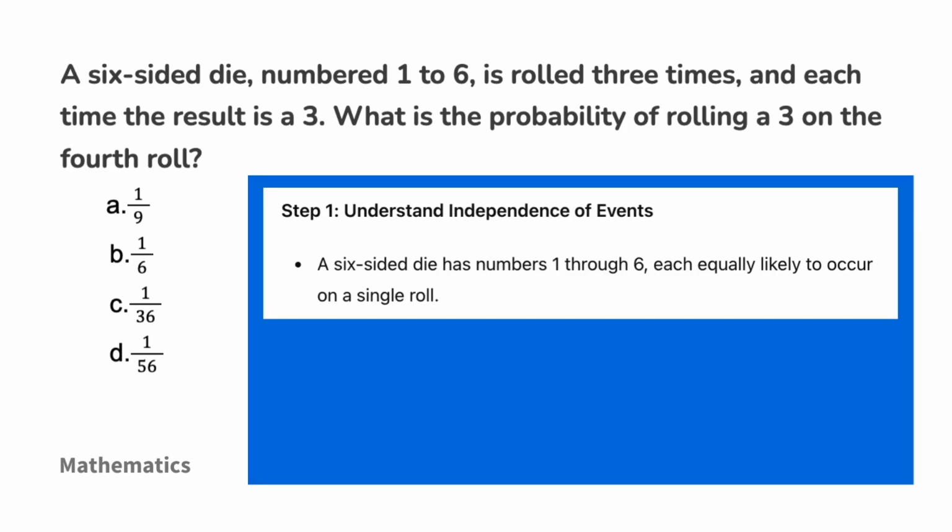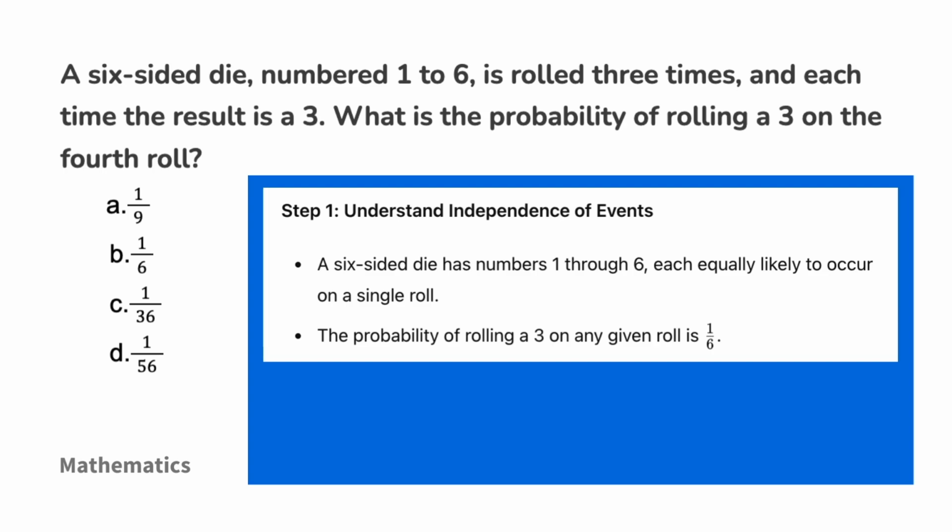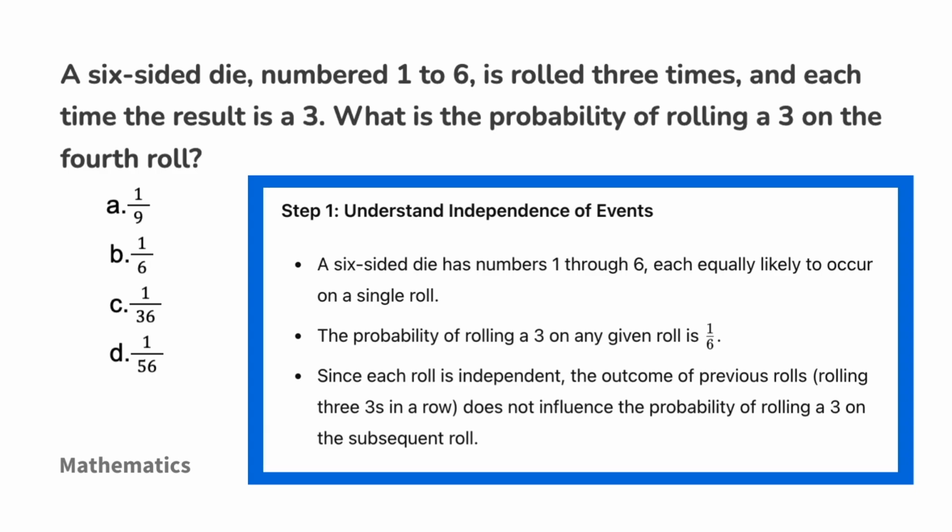All right, let's talk. Taking stock of what we know about independent events, a six-sided die has numbers 1 through 6. Each is equally likely to occur on a single roll. Furthermore, the probability of rolling a 3 on any given roll is 1 out of 6. You have a 1 out of 6 chance of rolling a 3 on every single roll that you make. And since each roll is independent, the outcome of previous rolls, for example, rolling 3 threes in a row in the past, does not influence the probability of rolling a 3 on the subsequent roll.